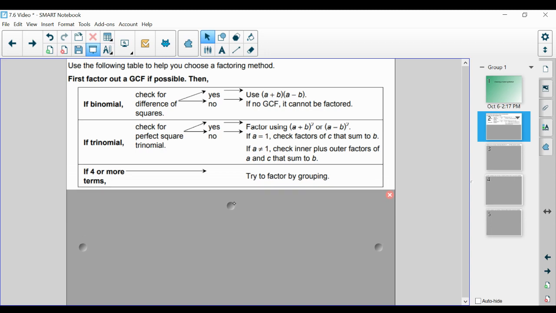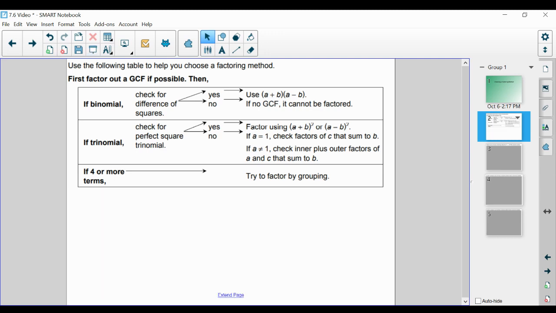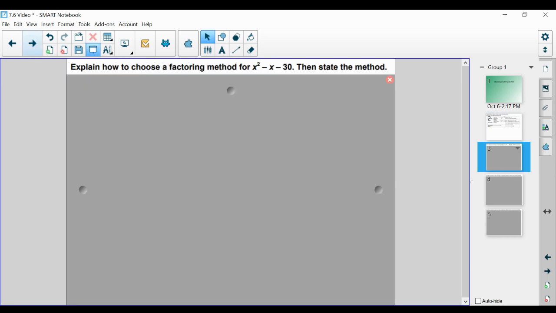And if there are 4 or more terms, we're going to try to factor by the grouping method, right? So we're going to be using this table to help us identify certain situations that are going to help us factor. So let's go through a couple of those situations. Let's explain how to choose a factoring method for x squared minus x minus 30. Then we're going to state the method, and we're going to be going through the ins and outs of it.